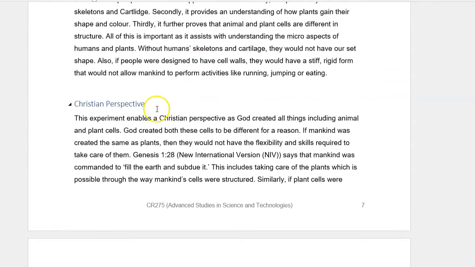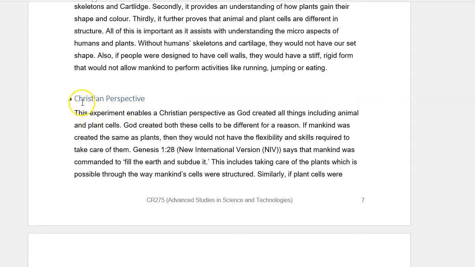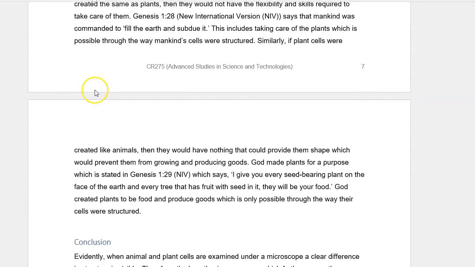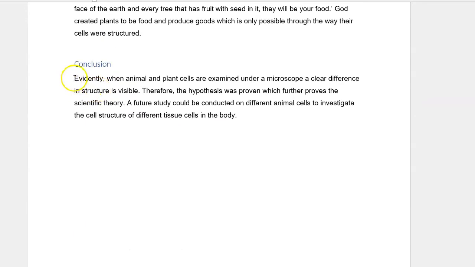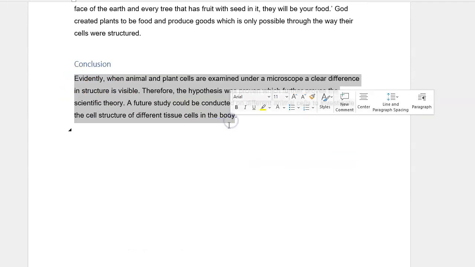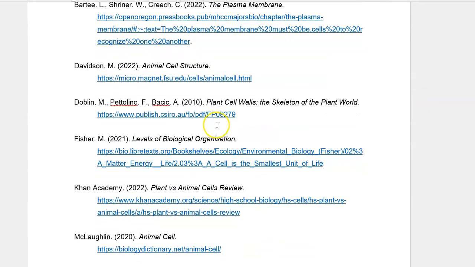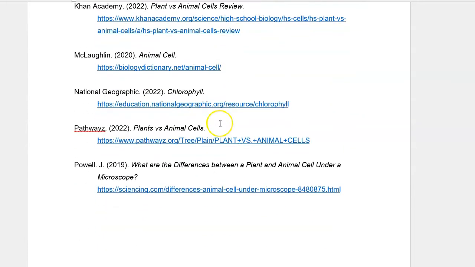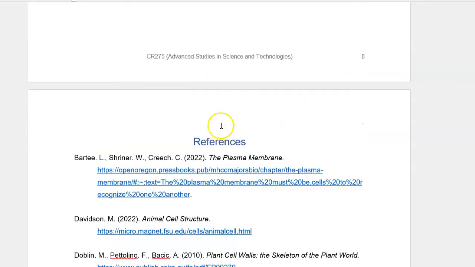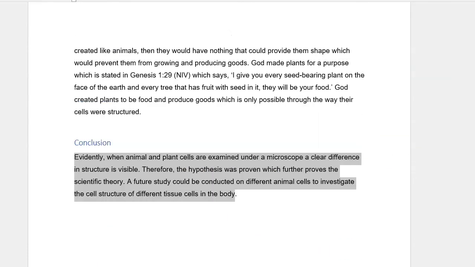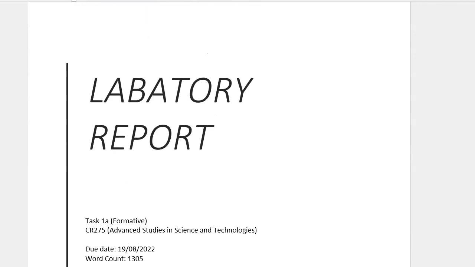That does it well, and there's a Christian perspective that adds another layer of understanding and application, and a succinct conclusion. Could be another short paragraph that doesn't need to be extensive. References, well integrated, and also well listed that are there. That's where we should be aiming for in terms of a laboratory report.